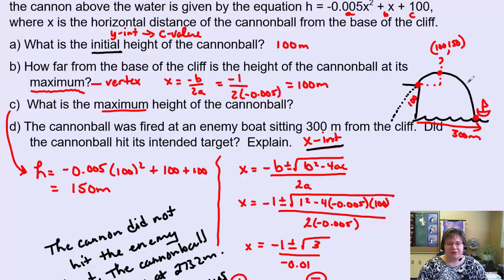Always draw yourself a quick picture of what's going on to ask yourself if things make sense. This vertex that we found makes sense in this question. The point that it hits the water makes sense in this question because it's after 100. And it's always good to have that mental picture of what's going on so that you've got a good idea of what the situation is asking you. So hopefully that has helped with a few of the things that you're going to see with quadratic functions.